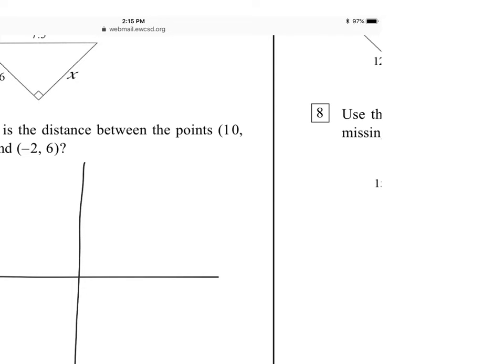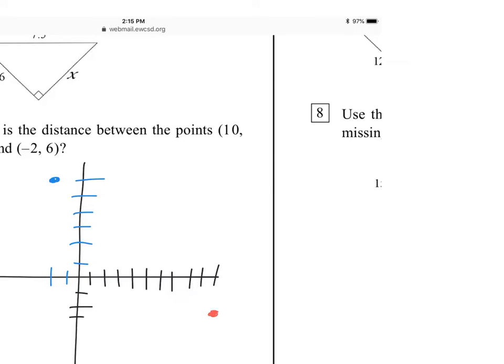I know they got some bigger numbers here, but it's over 10, down 3. So 1, 2, 3, 4, 5, 6, 7, 8, 9, 10, and then down 3. And that's where one of the coordinates is. The other coordinate is at -2, +6: -2, and then up 1, 2, 3, 4, 5, 6. Notice how I'm not being very neat, but I could still figure this out. I could still do this even if my graph is not perfect. It's not like a transformation or a rotation.